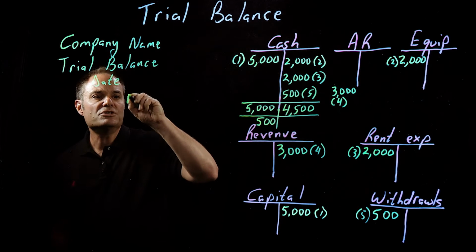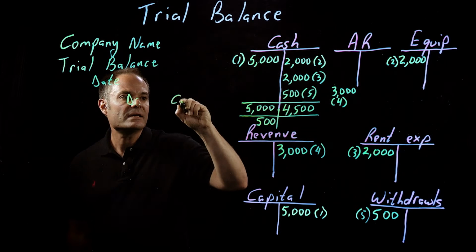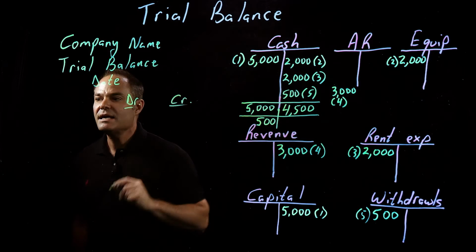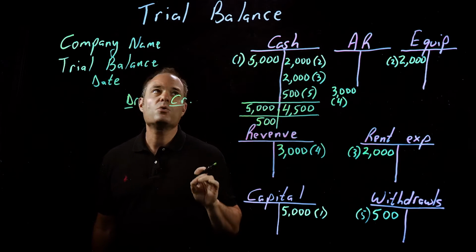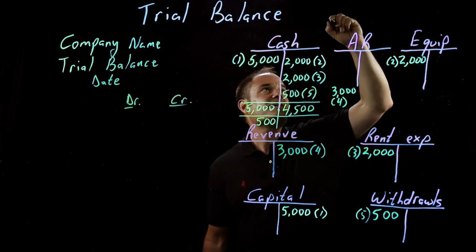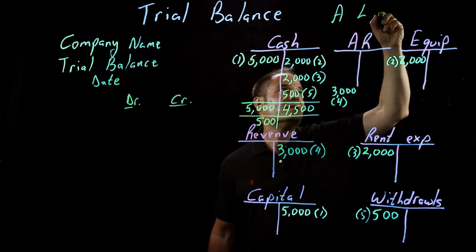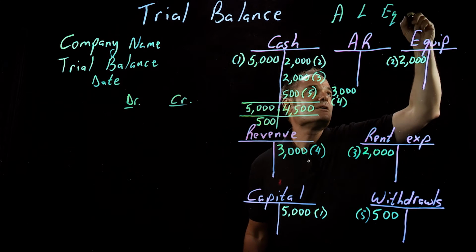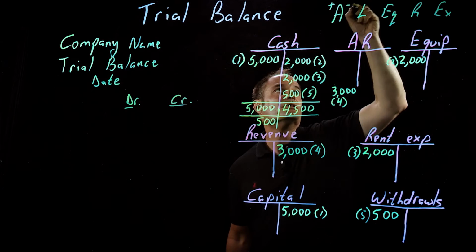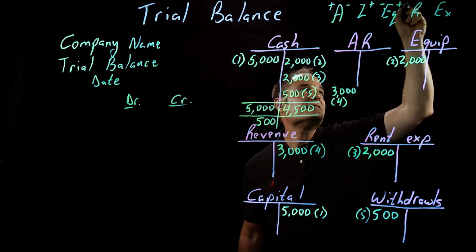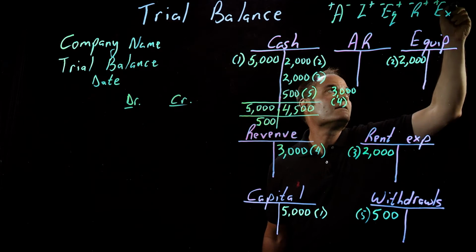And then what we're going to do, make a little column for debits and credits, is we're going to list off all of the accounts, and they get listed in a particular order. Remember when I did this? I did assets, liabilities, equities, revenue, and expenses. We can just put in our little pluses and minuses to remind ourselves again.